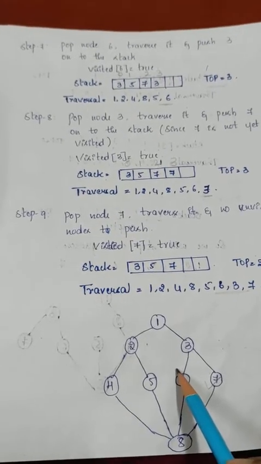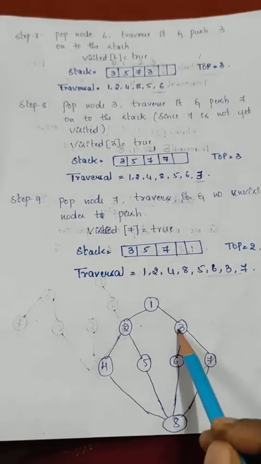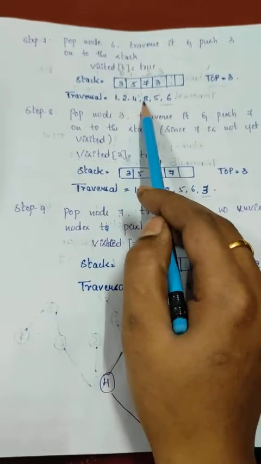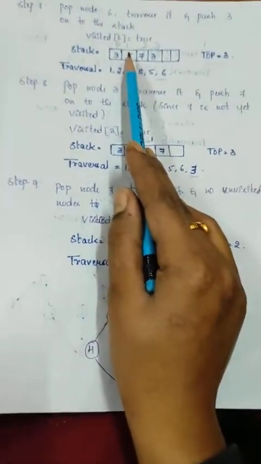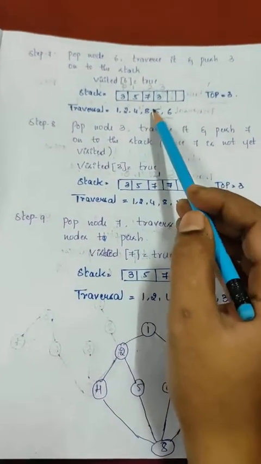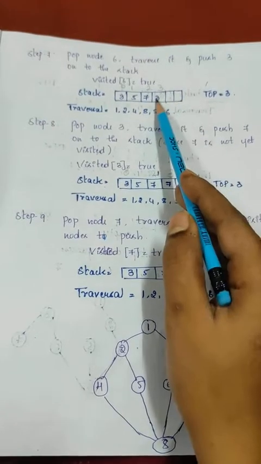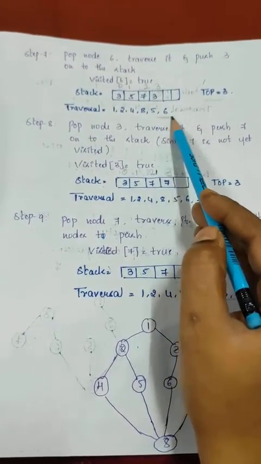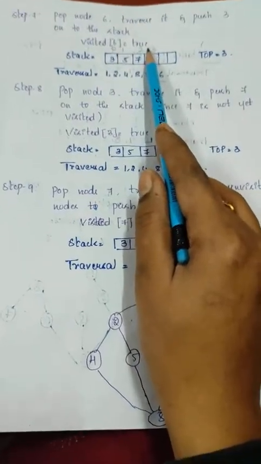So, 6 is traveling to 3, and 6 is traveling to 8. 8 is already there in the traversal, so it has been visited, so it is true. Then, in place of 6, I'll write 3. The already popped element, again I'll write in the traversal, it has been visited, so it is true.